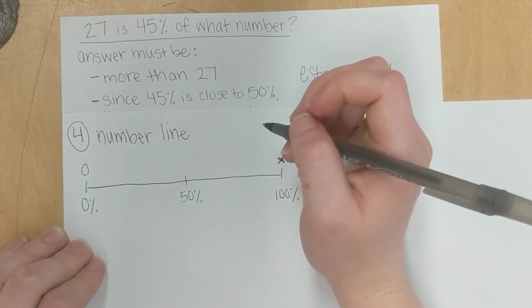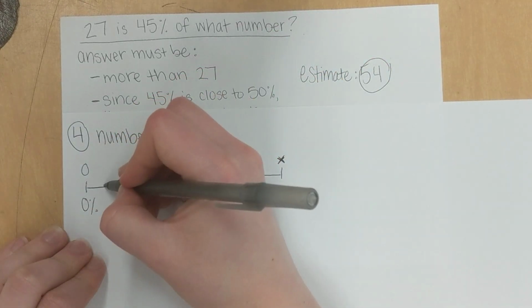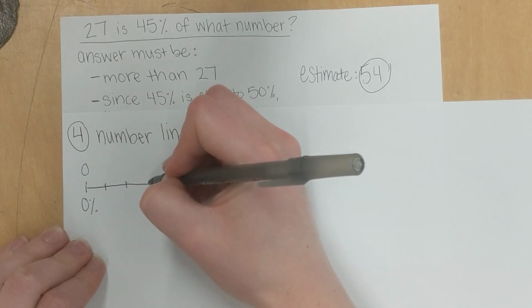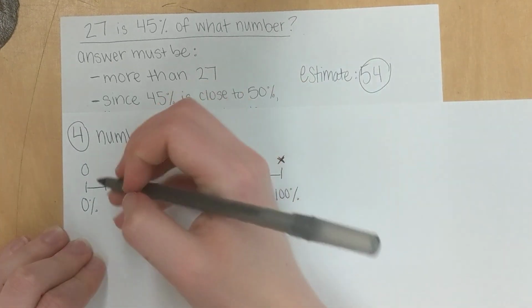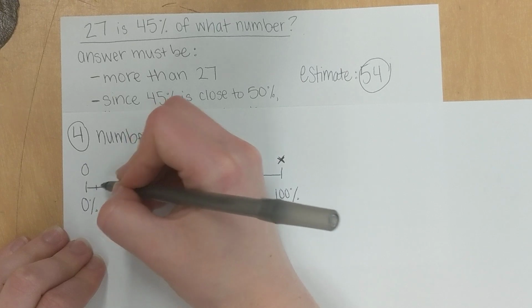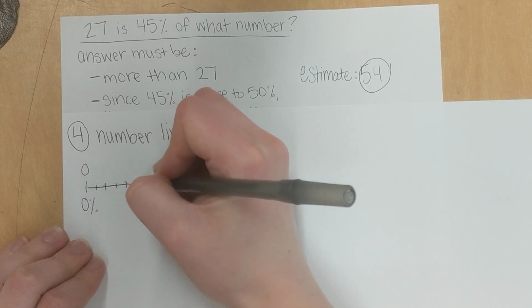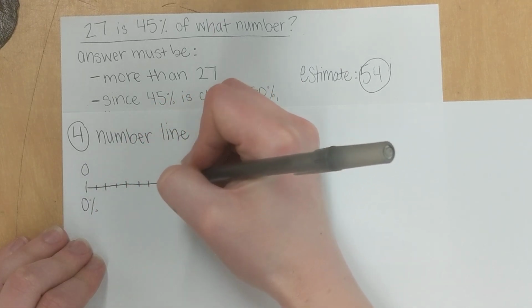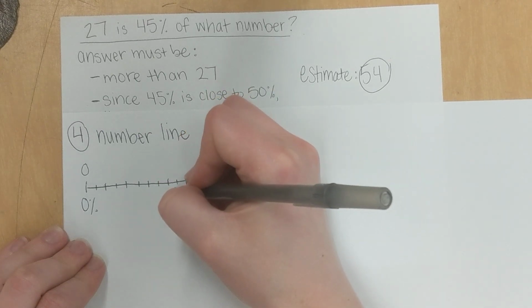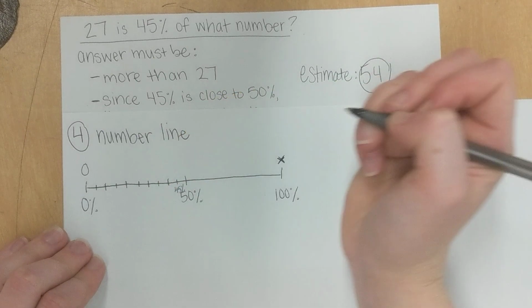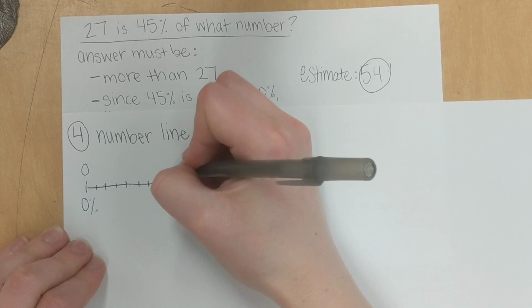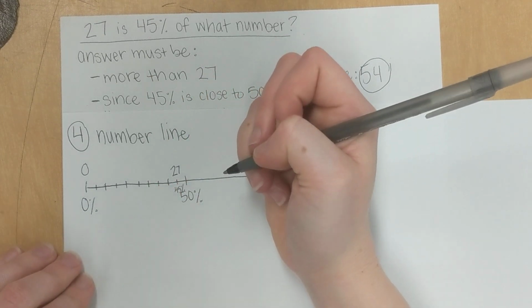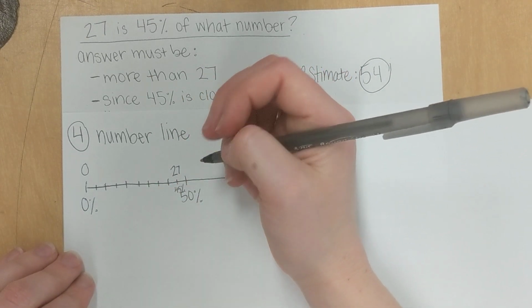So let's see. I'll do tens first. So 10, 20, 30, 40. So those are tens, and then I can do fifths. 5, 10, 15, 20, 25, 30, 35, 40, 45. So that's my 45% right there. And I know that that's 27. That number is 27. So let me think.